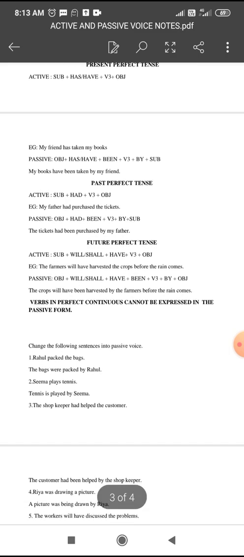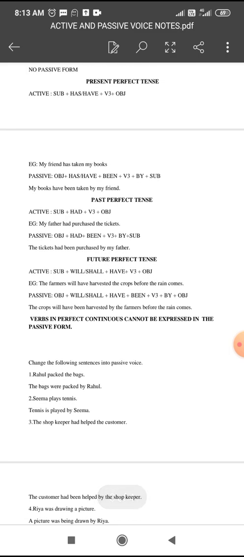Now let's move on to present perfect tense. The active form is subject plus has or have plus V3 plus object. Alright, so now we will see an example. My friend has taken my books.